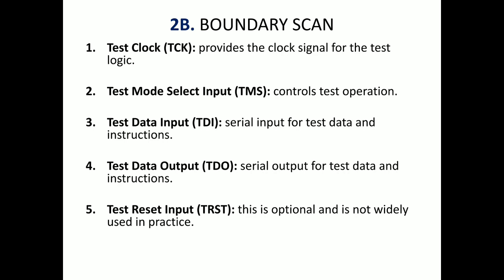We will use automatic test equipment which is connected to the test access ports of the PCB. On a PCB we place different ICs, and those ICs communicate with each other through wiring connections. Those wiring connections need to be tested to see whether they are proper or not. For that we will use this boundary scan method.